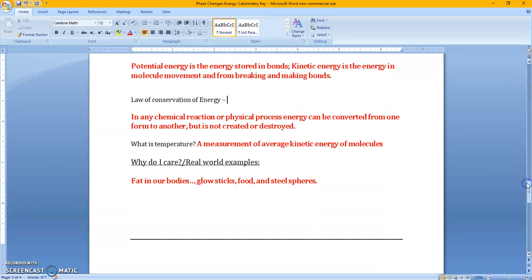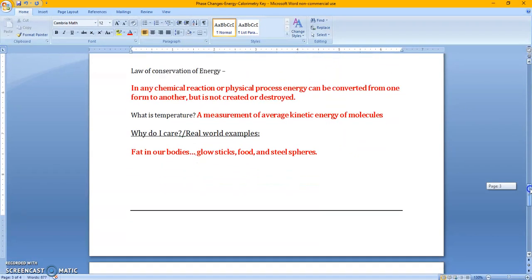Law of conservation of energy, just like law of conservation of mass: energy cannot be destroyed. It just switches to different places. And then temperature is a measurement of kinetic energy. We already went over that.